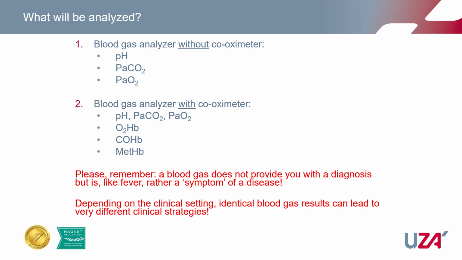On the other hand, an analyzer with a co-oximeter measures pH, PaCO2, and PaO2 like in the former analyzer, but is able also to measure oxyhemoglobin, carboxyhemoglobin, and methemoglobin. Please remember, a blood gas does not provide you with a diagnosis, but is, like fever, rather a symptom of a disease. Also, depending on the clinical setting, identical blood gas results can lead to very different clinical strategies.